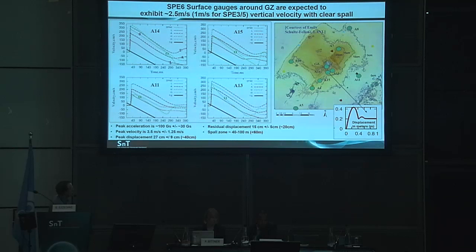For the surface expression, once we get the data, we looked at our favorite one, which is A14, the closest one to A0. We estimated that there would be an uplift of 40 centimeters, and then the settlement would be about 20 centimeters. The measured one was roughly the same. So we feel really confident that we know what we are doing with the granite material.